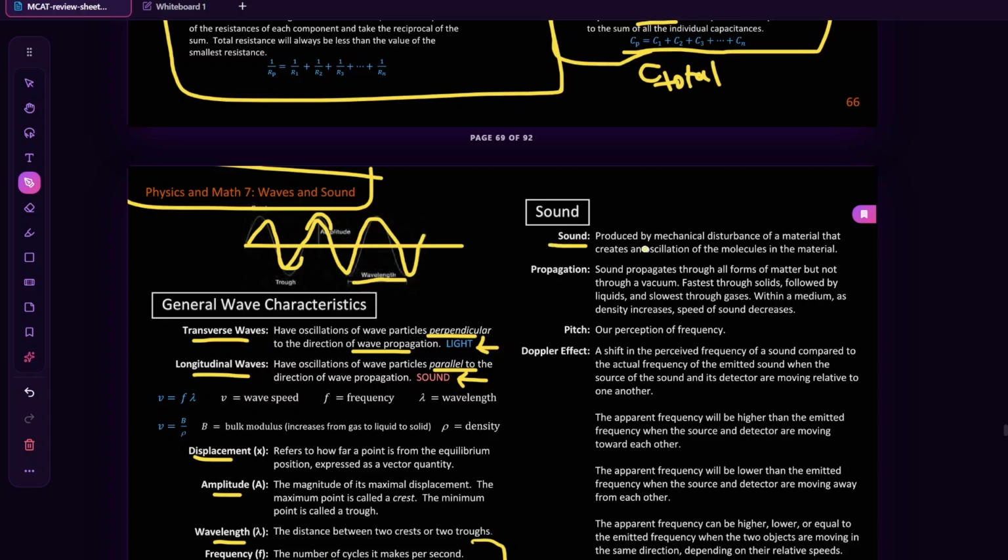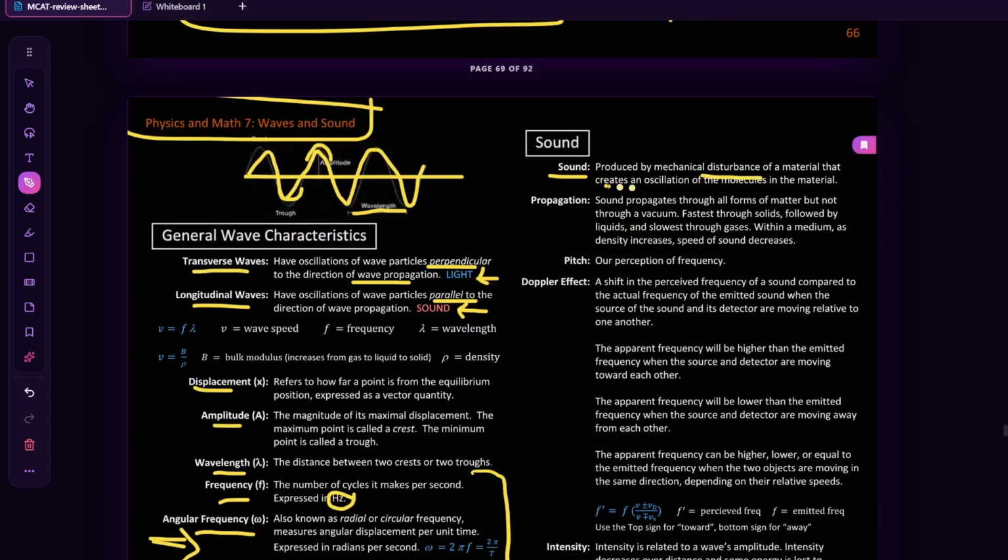Sound is produced by mechanical disturbance of a material that creates an oscillation of the molecules in the material. So think about this. To produce a sound, we have to have some sort of turbulent airflow. So in our body, we use our tongues or mouth as ways to create turbulent airflow. And remember, we already established that sound travels through a longitudinal wave.